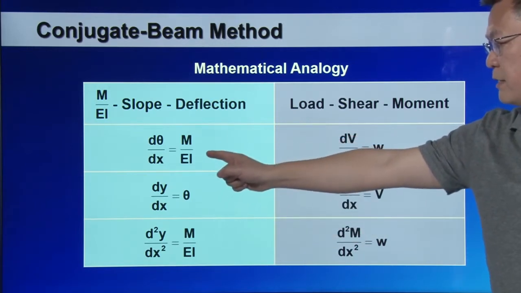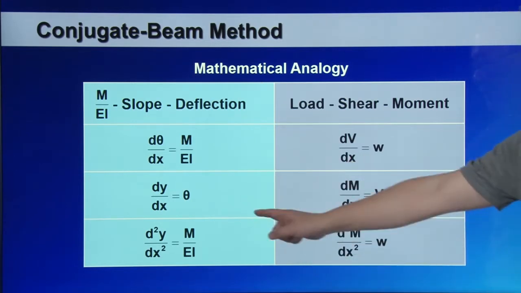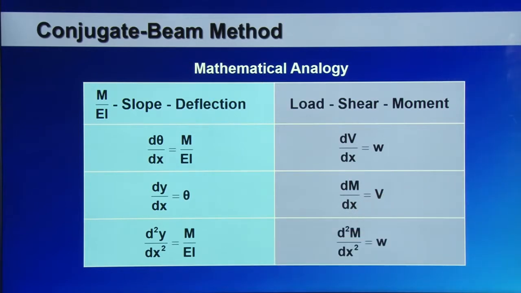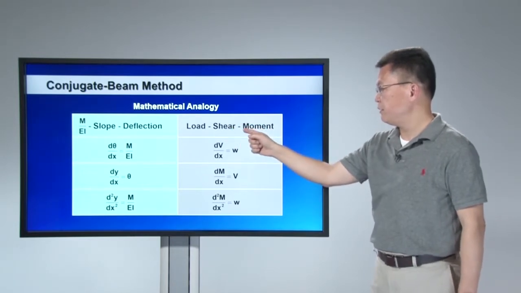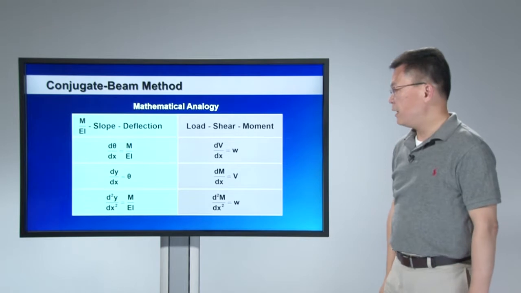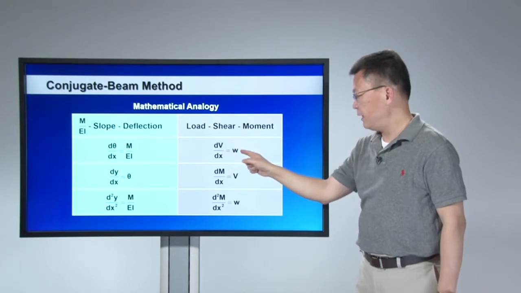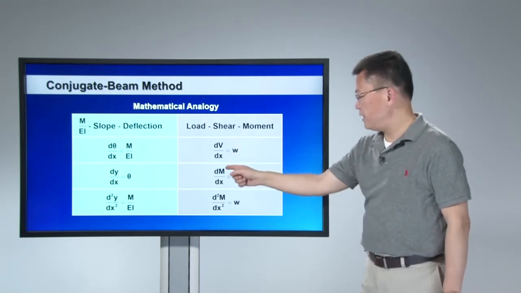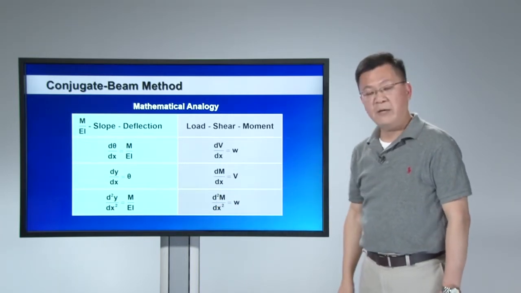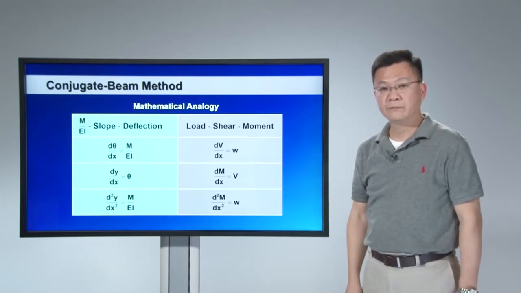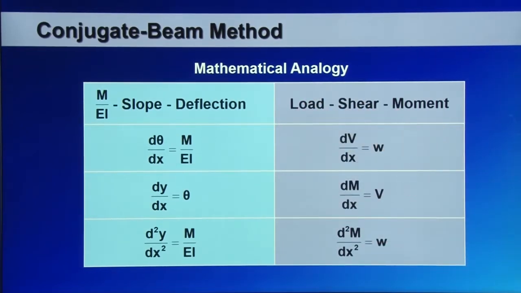So dθ/dx equals M over EI, dy/dx equals θ, and here is the moment curvature equation. The second set of equations relates load, shear, and bending moment. They are related through dV/dx equals w, where V is the shear force and w is the loading. Then dM/dx equals shear force, and finally d²M/dx² equals w. So you can see that mathematically they look exactly identical.